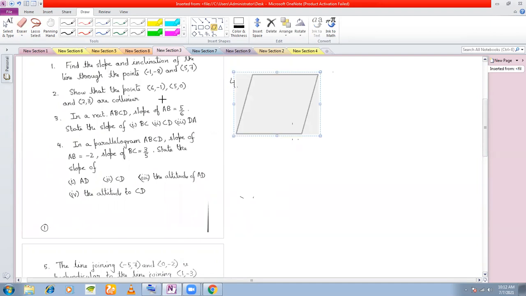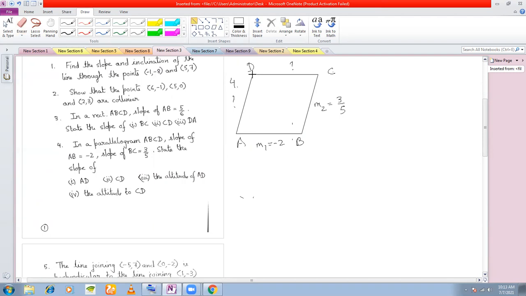Let us say this is your parallelogram. Slope of AB, let us call this as M1. Slope of AB is given to be -2. Slope of BC, let us call this as M2. It's given to be 3 by 5. You need to find out the slope of AD. You need to find out the slope of CD. You need to find out the slope of altitude of AD. What is the altitude of AD?